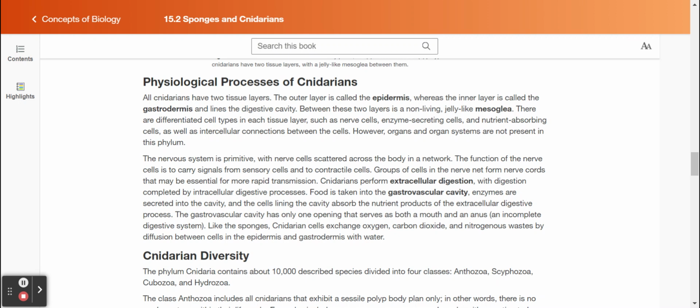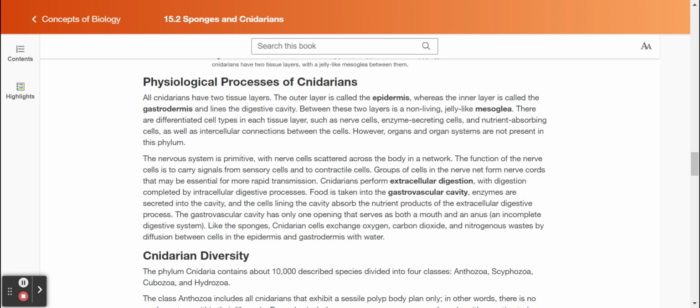The nervous system is primitive, with nerve cells scattered across the body in a network. The function of the nerve cells is to carry signals from sensory cells and to contractile cells. Groups of cells in the nerve net form nerve cords that may be essential for more rapid transmission.